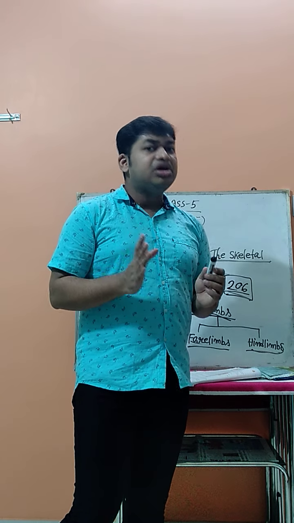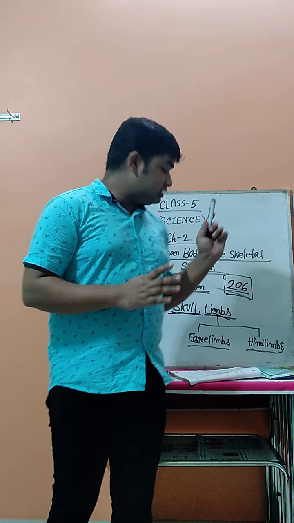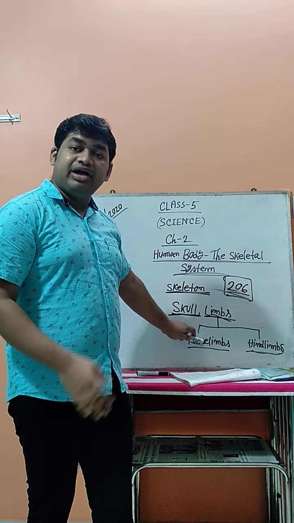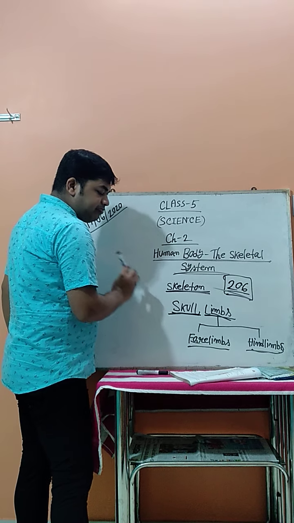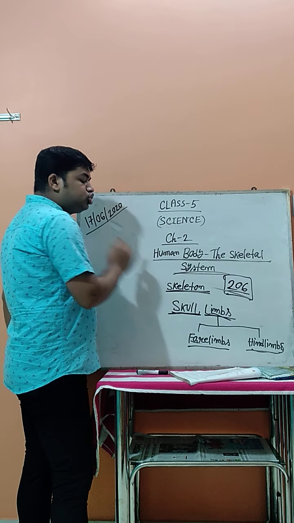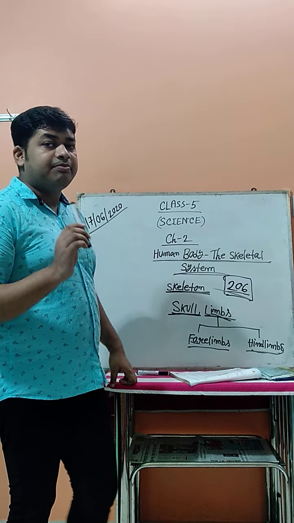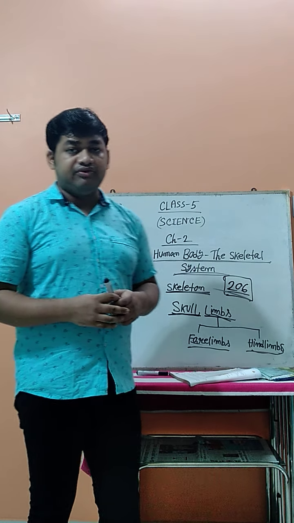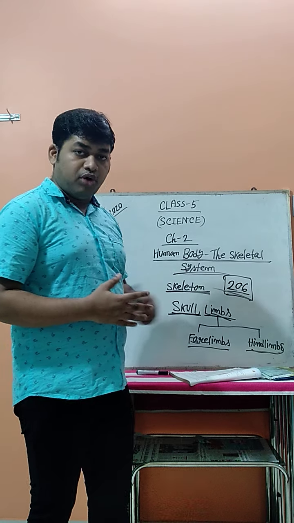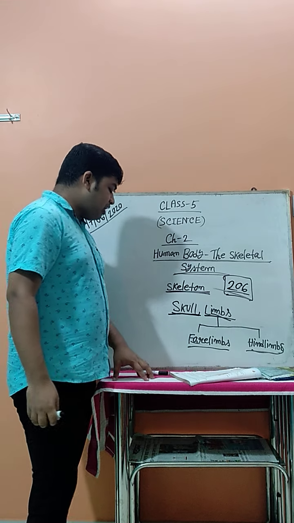So you have to understand it. What are the major 5 bones? The skull, the limbs, which are divided into 2 parts, the forelimbs and hindlimbs, and the third is the backbone, rib cage, and jawbone. These are the major 5 bones that maintain different functions and the balance of the human body. Now, what is the function of the skull?